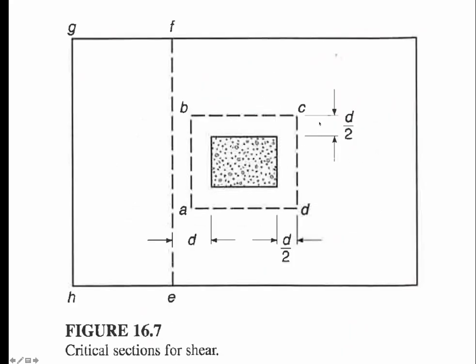So D over 2 means that this rectangular shape around the column is indeed halfway out on that pyramid type structure. And we also have a D identified here as the possibility for shear. This would be the two-way shear all the way around, and one-way shear would be something out here, which would be D, distance away from the column.